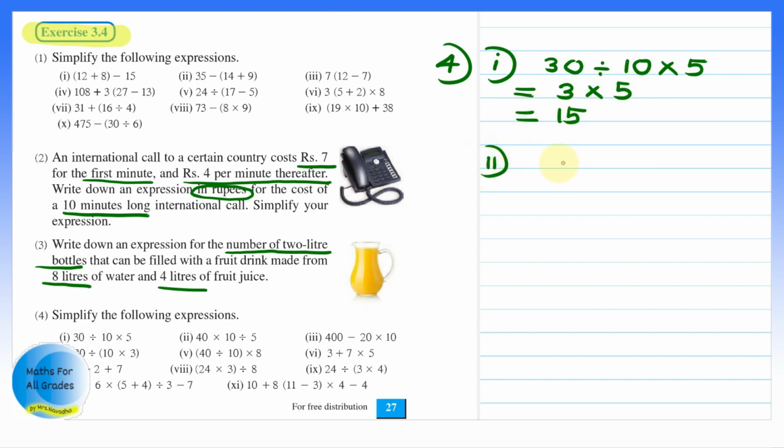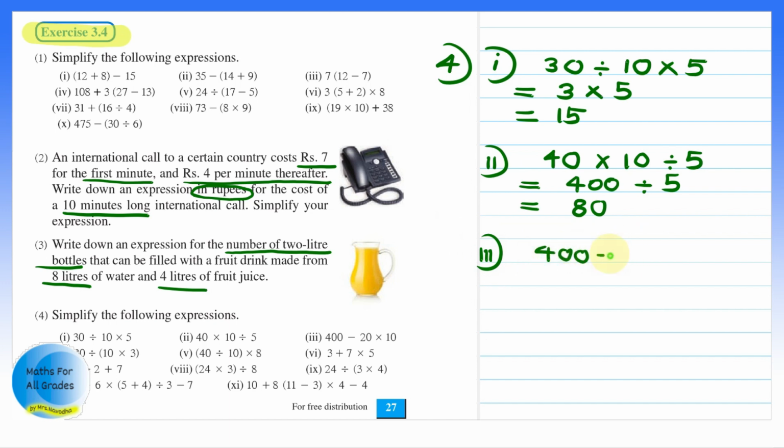Room number 2. 40 times 10 divided by 5. Let's do the multiplication first. 40 times 10 equals 400. 400 divided by 5 equals 80. Room number 3. 400 minus 20 times 10. Here you got subtraction and multiplication. Let's do the multiplication first. 20 times 10 equals 200. 400 minus 200 equals 200.